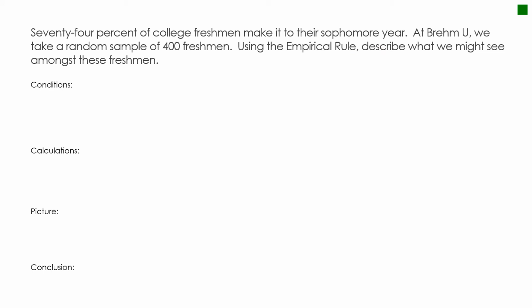Next question deals with college freshmen and a sample from Brame U. 74% of college freshmen make it to their sophomore year. So again, that is what we are expecting. That's a P because it's a proportion. We take a random sample of 400 freshmen. That's N. They're saying, using the empirical rule, what might we expect to see? So the empirical rule is explicitly given to us in this question.